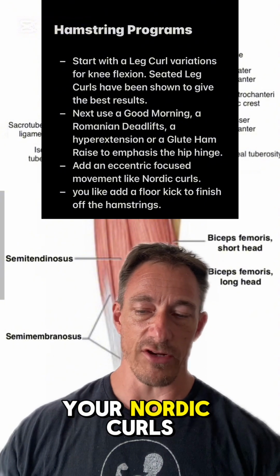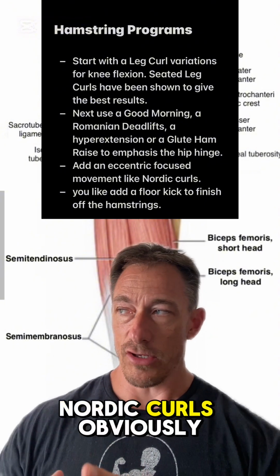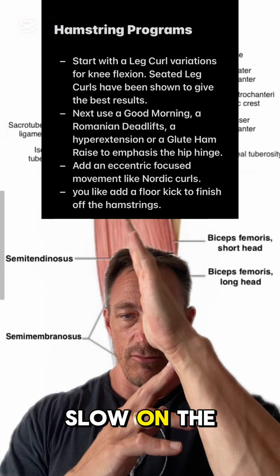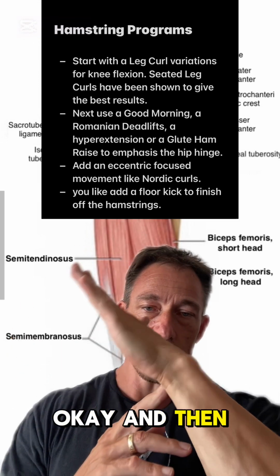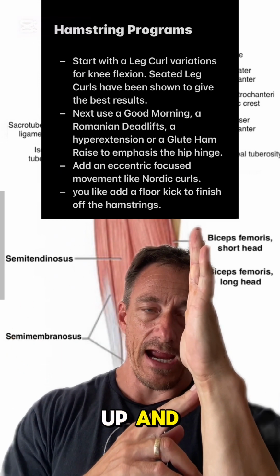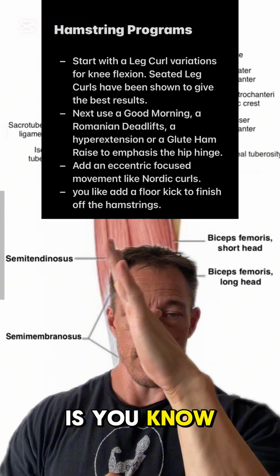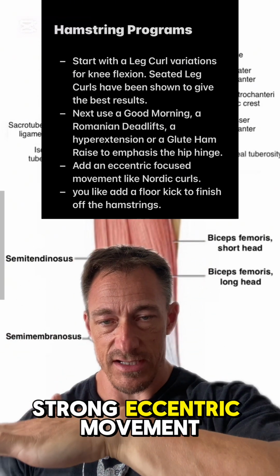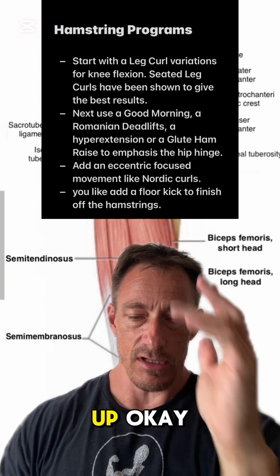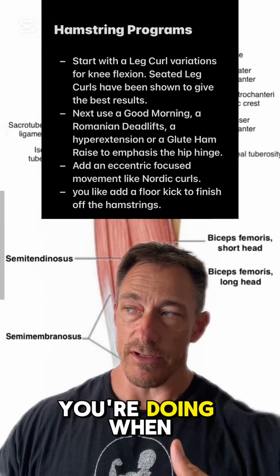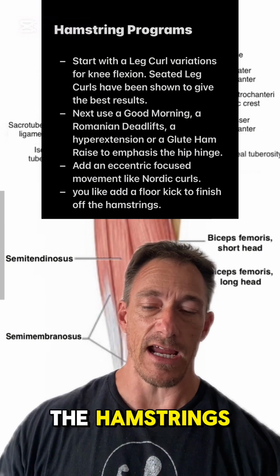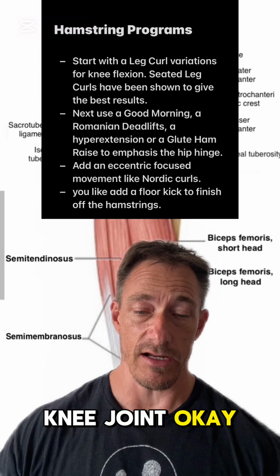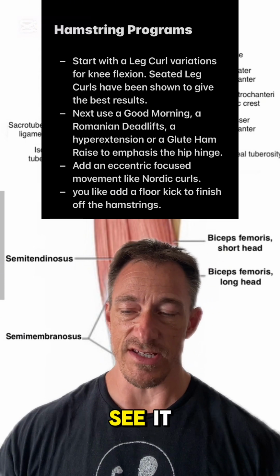Now, finally, you can add negatives to that. That would be your Nordic curls, okay? With Nordic curls, obviously you go very slow on the way down, and then you come back up. What you do with that is get that really strong eccentric movement and then extend up, okay? And really what you're doing when you extend up is you're flexing the hamstrings and bending the knee joint, okay? I'll put a picture up so that you can see it.